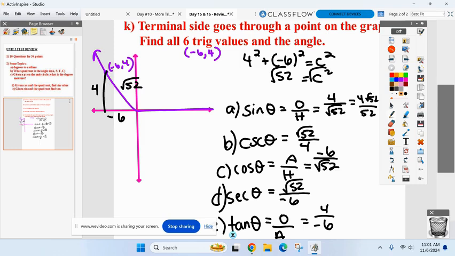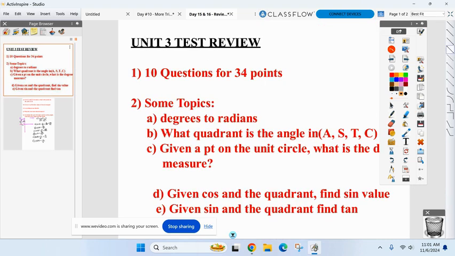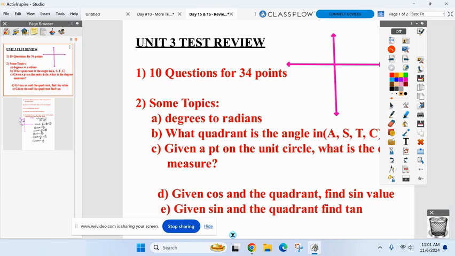What's up, Ian? Can we go over the 4 quadrants and what's positive in each? Just like the acronym. Let me go over part B then. What's positive in the first? All of them, right? What's positive in the second? Sine. Sine and what's its partner? Cosecant. Cosecant, right?